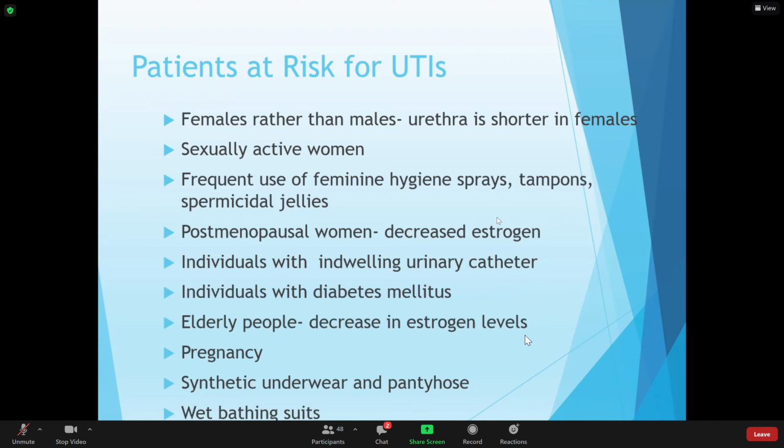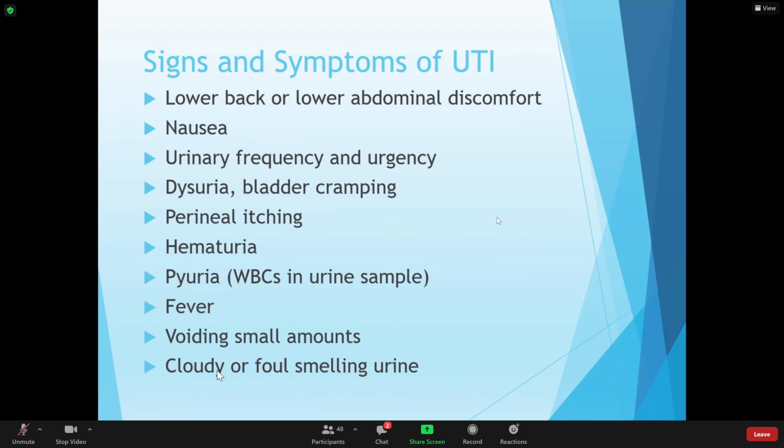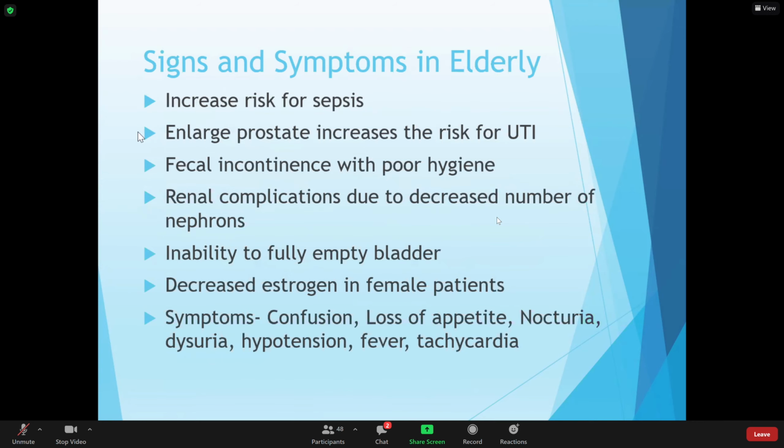prevent UTIs. We want to get your wet bathing suit off, stay dry, keep your female little baby dry, whatever little child that might be incontinent, whatever it is, keep them dry, because warm, moist, wet areas is where bacteria likes to grow. There's our signs and symptoms. We all recognize what these words are now and what they mean. There's our signs and symptoms in the elderly, a little bit different than the average adult or child patient.